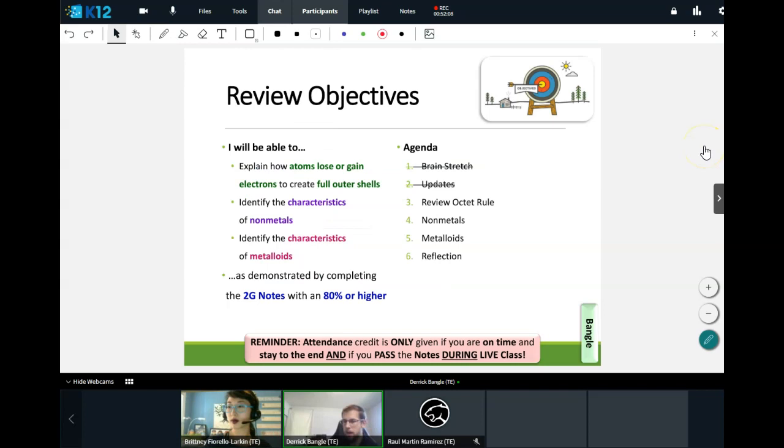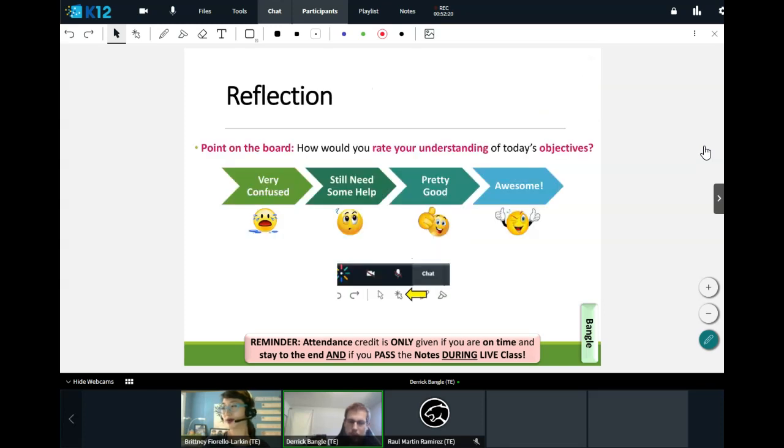We covered how atoms gain and lose electrons and why they do so. We identified the characteristics of metals, nonmetals and metalloids, and we did pretty well on our quiz, I am feeling, but tell us how you feel. Go ahead, take out your colored pointer, and point to where you're feeling about today's lesson. Hopefully it's toward the right end of the spectrum here. Yeah, a lot of awesomes. Very good, guys. I love seeing that.